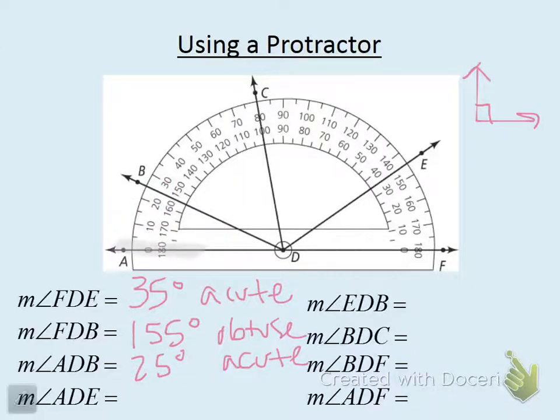Okay, so let's try the next one. ADE, so we got ADE. This one is bigger than 90 degrees, so we know it's going to be obtuse. If I can write that in there. Okay, so we're going to look at the top numbers again because we're going left to right. So it's between 140 and 150, so it should be 145. And anything greater than 90 degrees is going to be obtuse, so that was right. So let's try the next one.